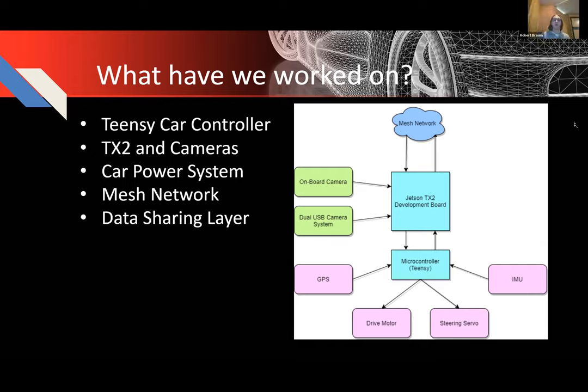Okay, this is more of an overview of the layers of the project. First, we started with a Teensy car controller. We have an RC car and we retrofitted it with a Teensy microcontroller. It's similar to an Arduino. We also have a TX2, which is a higher level computer. It runs Linux and that allows us to have cameras and connect to things like Bluetooth controllers. There's also the power system, which powers the car and the computer and the motors. Connected to the main computer, which is the TX2, we have the mesh network, that's 802.11s. And built on top of that mesh network is a data sharing layer, which allows us to actually share the data between cars.